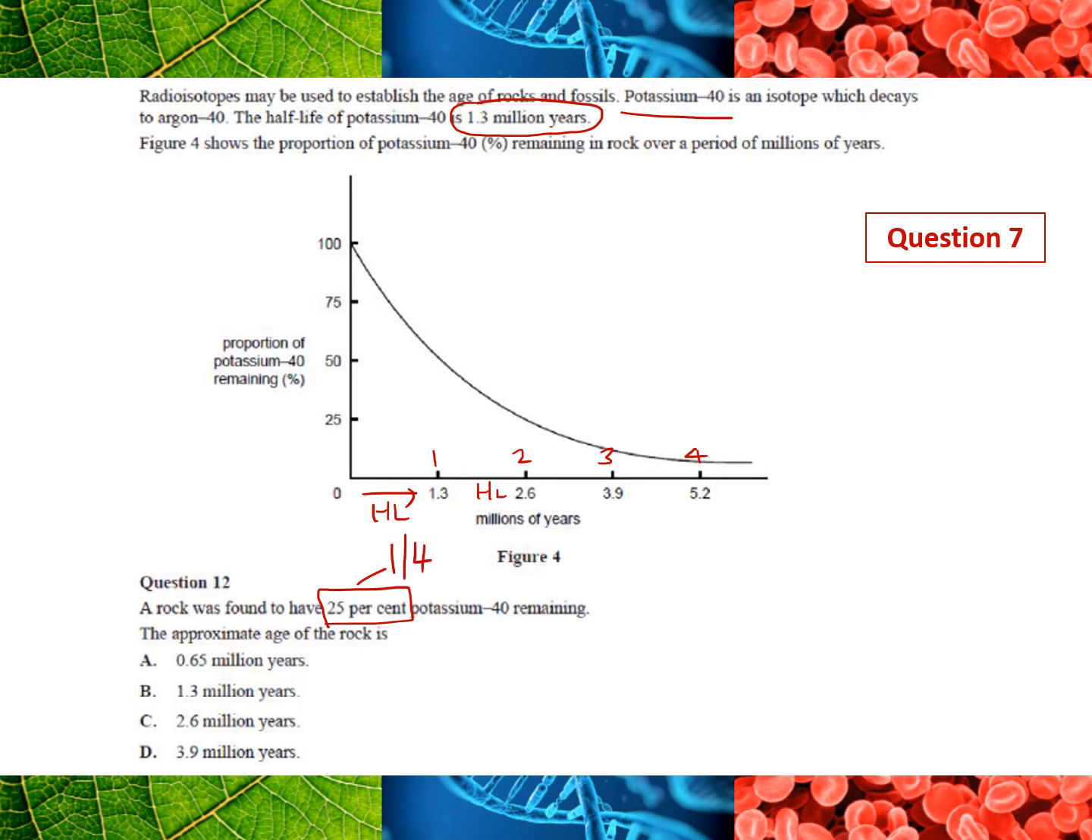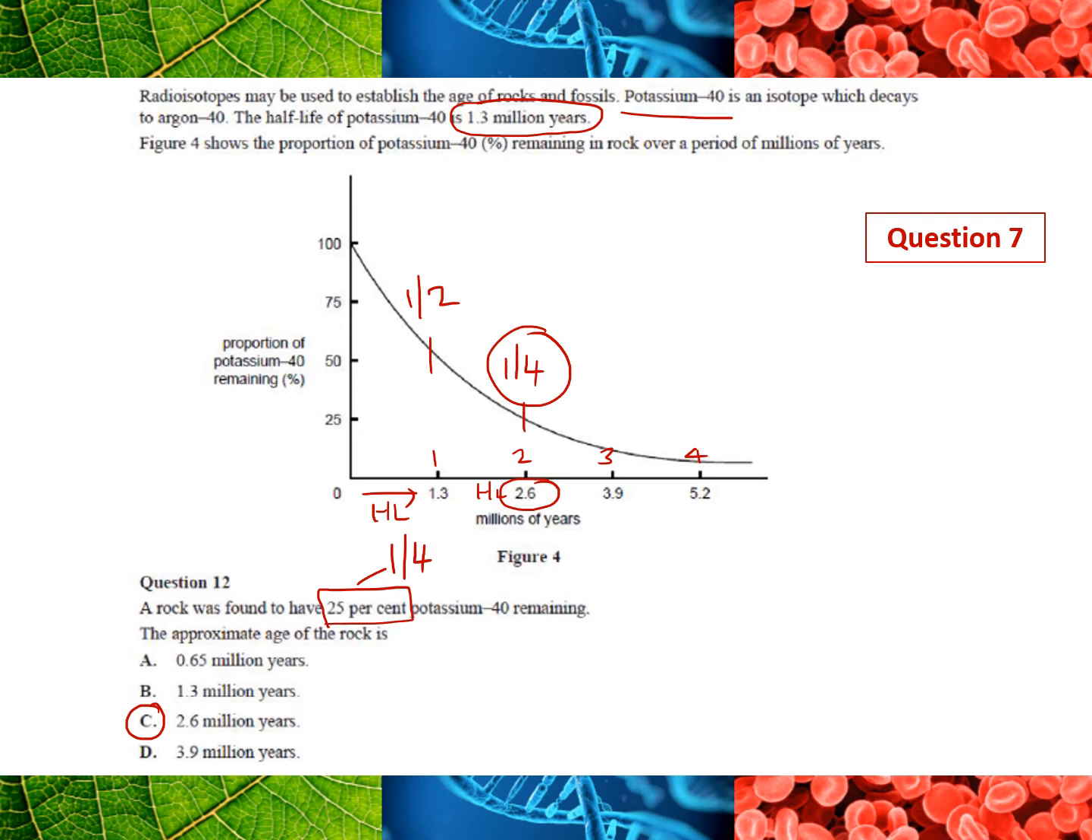So hopefully, you are thinking here that the first half-life would be half of it left, which is 50%. Second half-life is a quarter, which is 25%. So we're looking at the second half-life here, and the approximate age of that rock would be 2.6 million years. Okay, it gives us the number here. So you really just had to identify which half-life we are looking at.